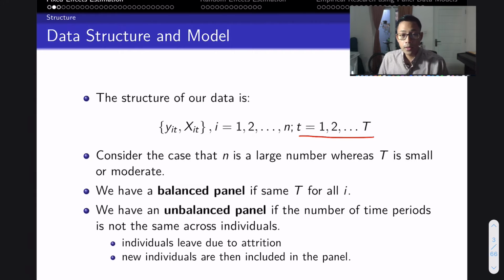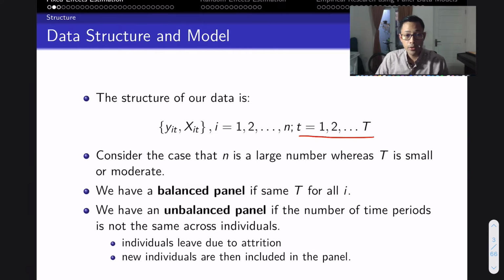Now we're going to learn about the term balanced panel. So balanced panel is essentially you have the same set of individuals or the same set of firms across periods. So you have the same structure basically every year.